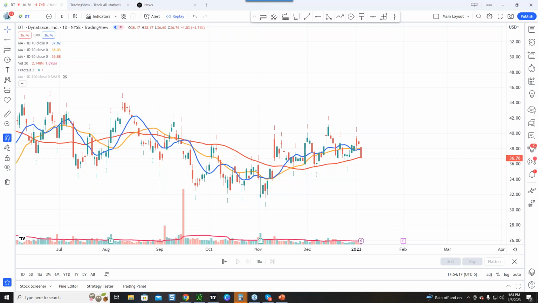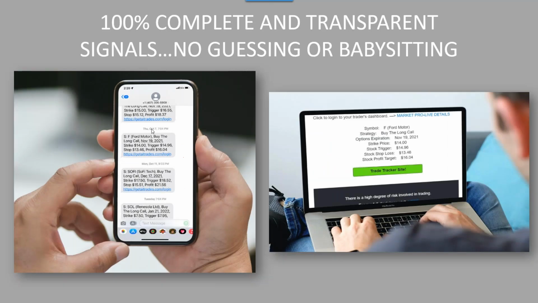Everything to the trade is delivered to you. Text message, email, everything's delivered. You also have a tracking area so you can see all the trades. The tickets look just like this. So this is a trade from last year forward, but this is the detail of the trades.